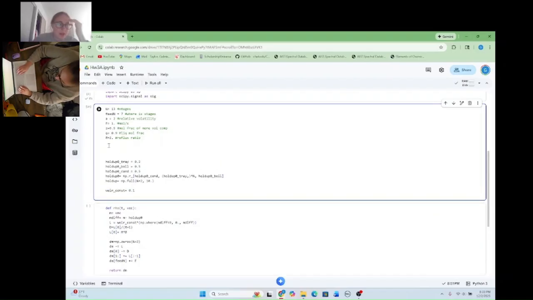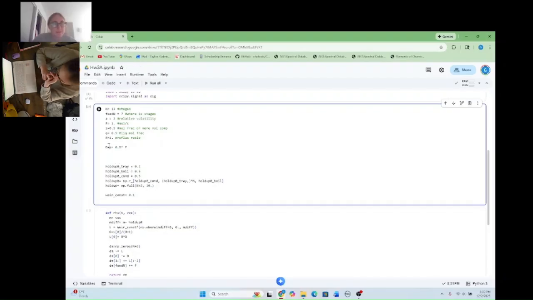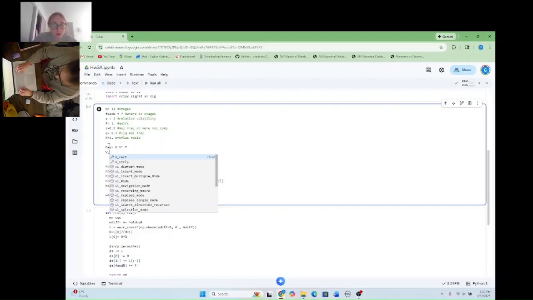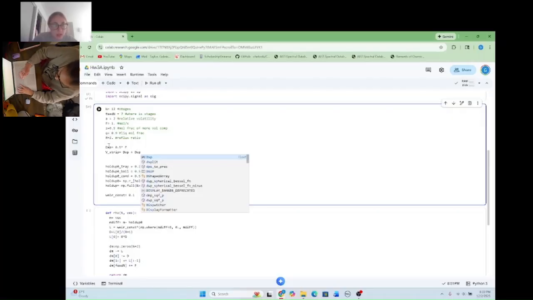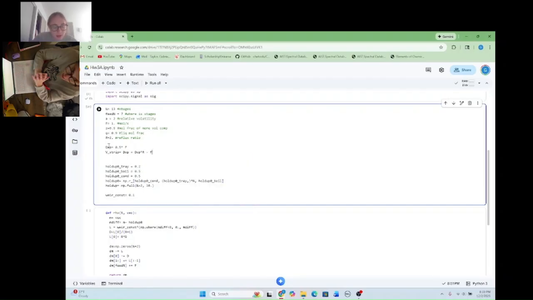So we have our desired distillate set point. We'll say it's 0.5 times our F, right? So it's times our F. So then we need to do our vapor on the stripping section, right? So V strip is equal to our desired set point plus our desired set point times our reflux ratio minus our F.